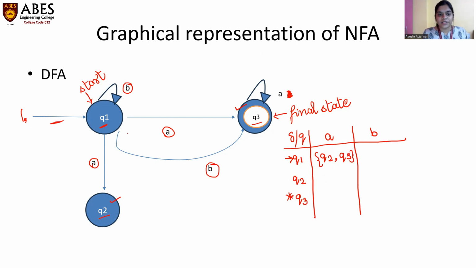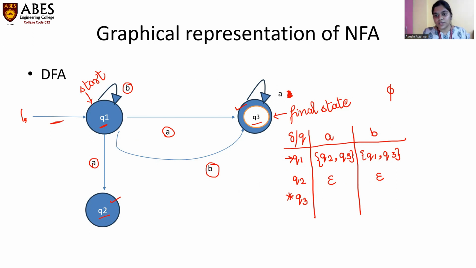So we will write Q2, comma, Q3. Now, by reading B, it is going to Q1 and it is going to state Q3. Now from Q2, none of the symbols is read for moving from one state to another. So we will mention epsilon over here. If you remember, in case of DFA, we mentioned phi, right? But in case of NFA, we are mentioning epsilon.